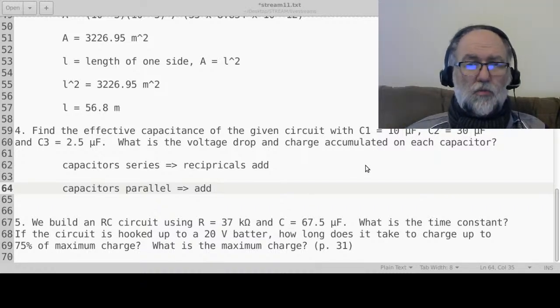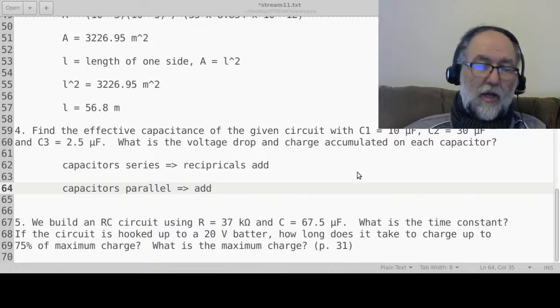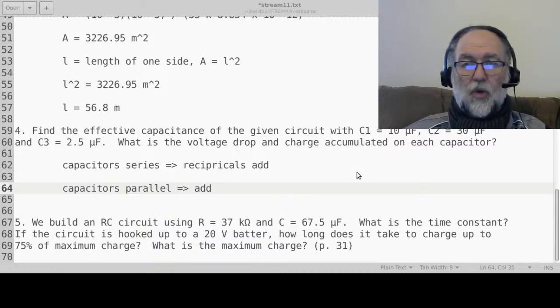Okay, and let me see roughly what page we're talking about for this. If you're going to look at the notes later, on page 22 I go over this. Actually, on page 23 you've got the formulas. In parallel they add, and then on the next page, in series the reciprocals add.